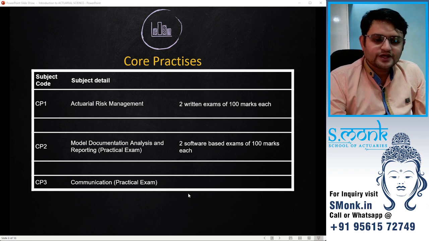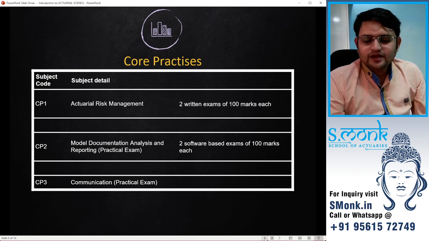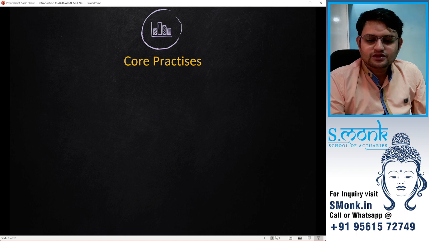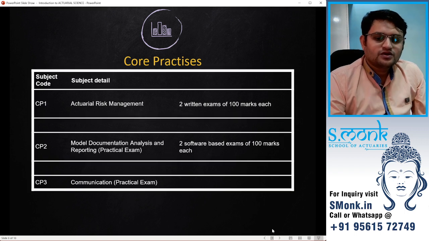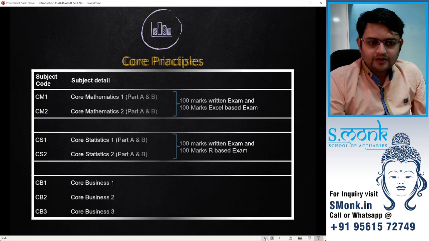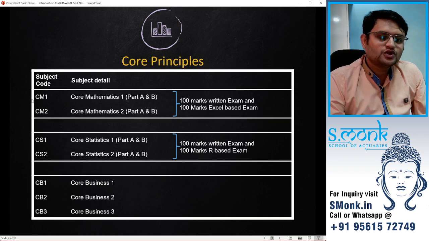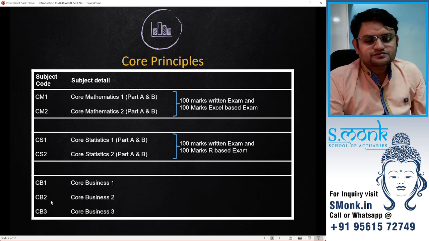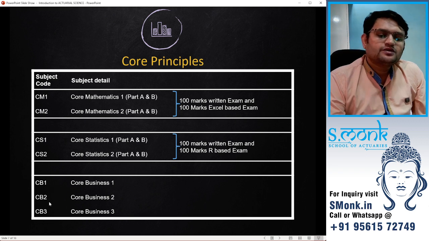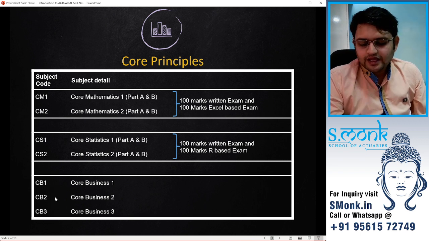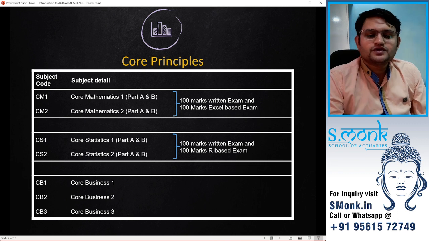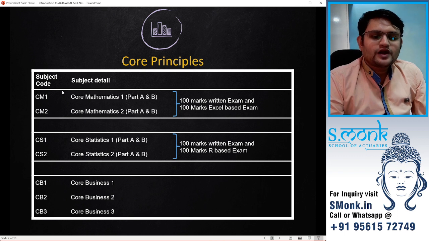Usually by the time you complete your graduation, you would most likely complete either 4 or 6 of these subjects. And based on these subjects, you will start working in any of the insurance company or the investment companies. So these 4 are the main subjects that the companies require.